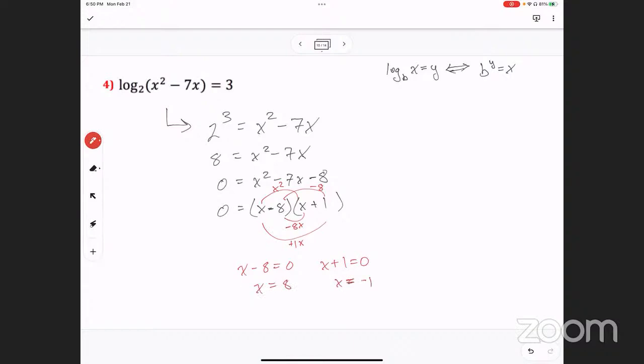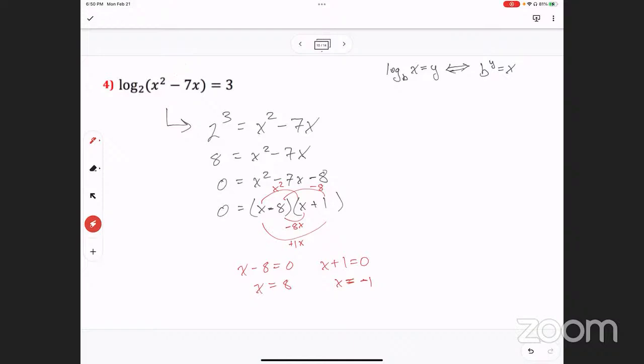Now, here's the thing with these. These aren't necessarily both correct. You have to plug it in and find out if they both work. Because remember, in logarithms, you're not allowed to take the logarithm of a non-positive number. This has to be greater than 0. So plug 8 back in here. What do you get? 8 squared is 64. 64 minus 8 times 7, 56. That's 8. Yep, and that works.